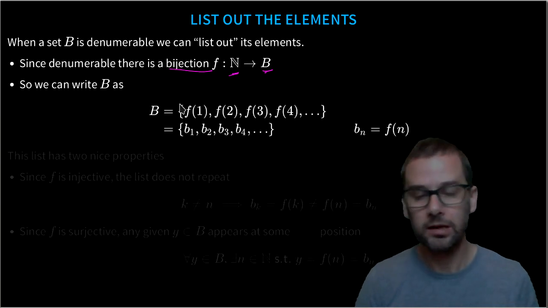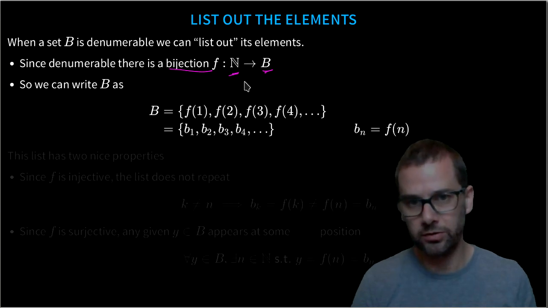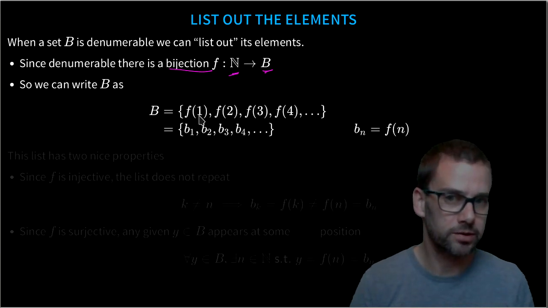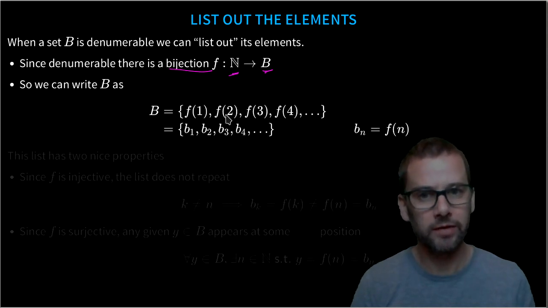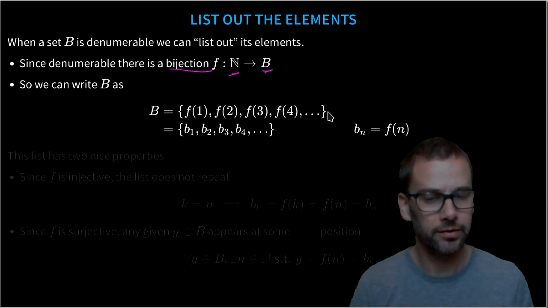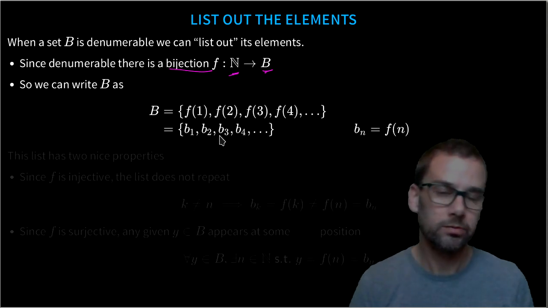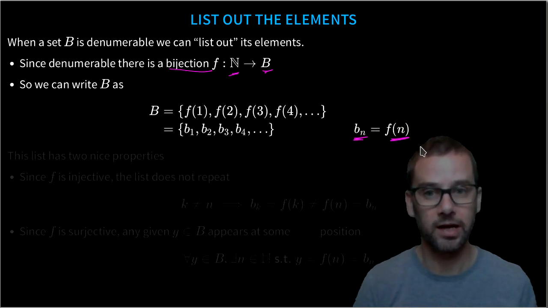So in particular, we can write out B as the image of 1, the image of 2, the image of 3, the image of 4, and so forth. So whatever f maps 1 to is the first thing in our list. Whatever f maps 2 to is the second thing in our list, and so forth. And so this gives us a list, b1, b2, b3, b4, b5, and so forth, where the nth thing in the list is the image of the natural number n under the function f.